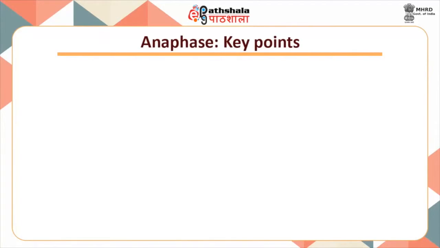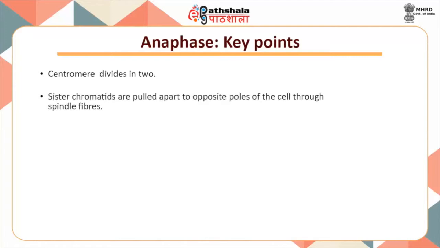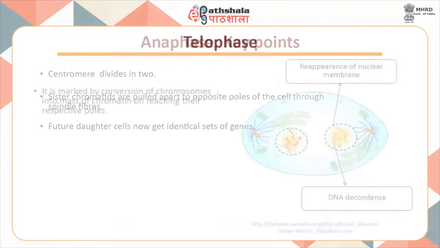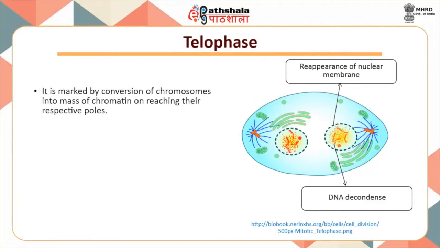Basically, during this phase, the centromere divides, causing the sister chromatids to be pulled apart towards the opposite poles through spindle fibers. So, finally, cells are provided with an identical set of genes, as you can see in the figure. As the chromosomes reach their respective poles, they tend to collect in a mass, which marks the beginning of the final stage of mitosis, or telophase.